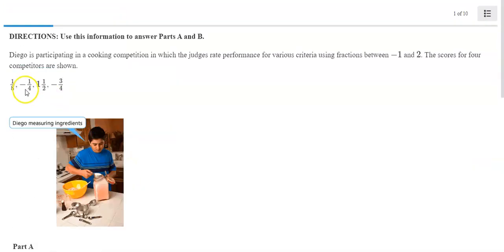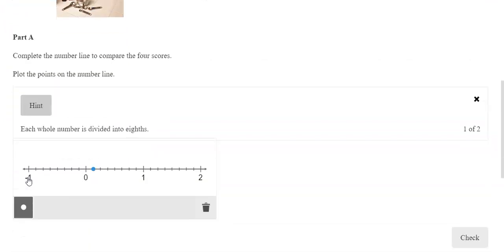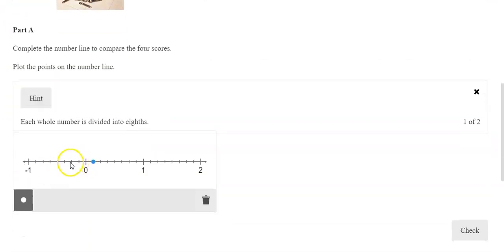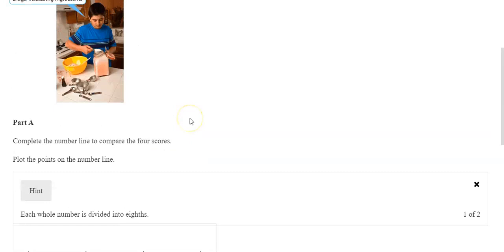Our next one is -1/4, and we need to change that to be an 8 on the bottom. To make a 4 into an 8, we're going to multiply by 2. 4 times 2 is 8. So we multiply down 2 on bottom, we have to multiply by 2 on top. So 1 times 2 is 2. So -2/8. -1/8, -2/8, so we're right there.